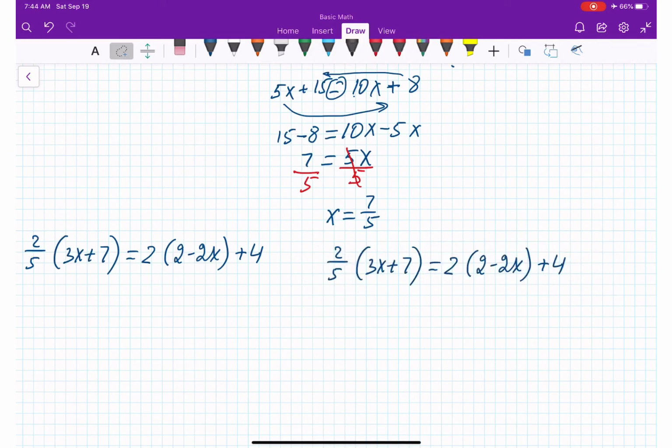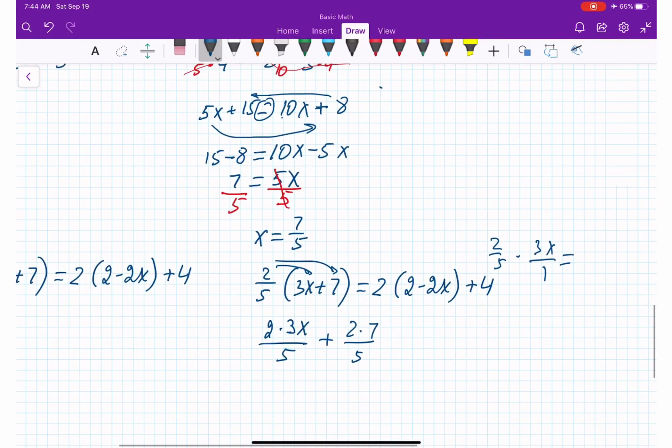What do we have? I have to distribute this, right? 3x plus 7. So 2 times 3x over 5 plus 2 times 7 over 5. Why it goes to numerator? Because 3x, it has denominator 1, right? And so to multiply by 2 over 5, how will we multiply? Numerator by numerator, denominator by denominator, yes? Okay.